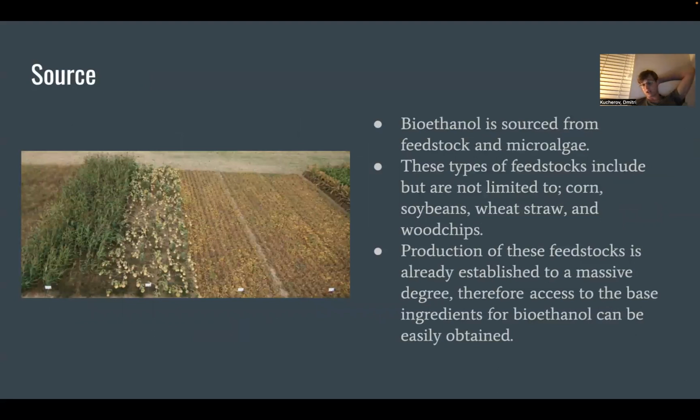Bioethanol is sourced from feedstock and microalgae. This means these types of feedstocks include, but are not limited to, corn, soybeans, wheat straw, and wood chips. Basically anything organic that has photosynthesized. Production of these feedstocks is already established to a massive degree, therefore access to the base ingredients for bioethanol can be easily obtained. We all farm, we need corn, we need our wood, we need soybeans for everyday products. And so with these huge farms, we've already got almost unlimited access, theoretically, to our resources.